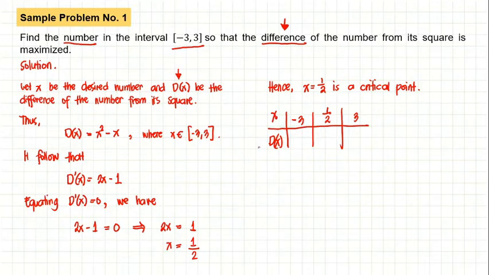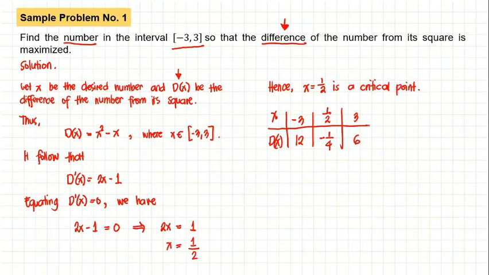So we will now substitute the values. Try to substitute negative 3 to the function. You will have negative 3 squared is 9 minus negative 3. So that will become 9 plus 3, and that is 12, right? Now you try 1 half. 1 half squared is 1/4 minus 1 half. That will become negative 1/4. I'm sorry. Okay. Then if we have 3, 3 squared is 9 minus 3, you have 6.